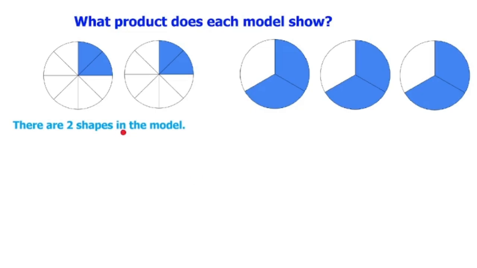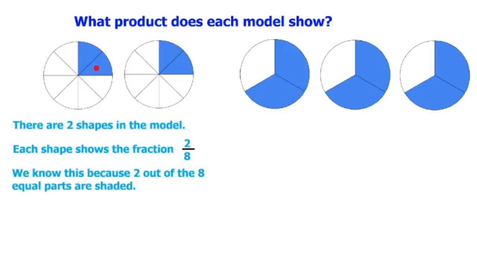So there are two shapes in the model, right? 1, 2. Each shape shows the fraction 2 over 8. And how do we know this? Because 2 out of the 8 equal parts are shaded, right? 1, 2 are shaded. And there's how many equal parts? 1, 2, 3, 4, 5, 6, 7, 8.